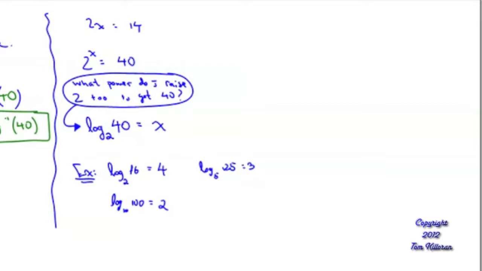Kind of easy, right? Except when things get weird. Log base 2 of 1/8. So you're basically saying what power do we raise 2 to get to 1/8? In other words, you could rewrite this as 2 to the x is equal to 1/8.